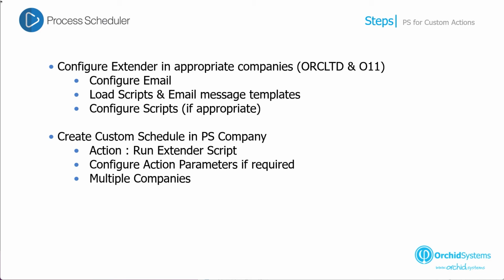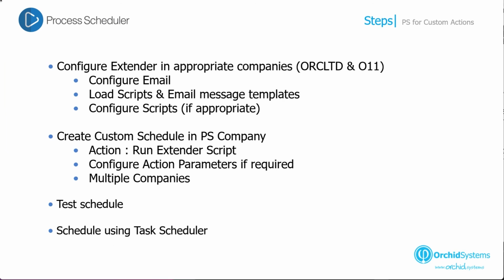The action is to run an Extender script. You select the company and the script that you want to run, and then you have as many rows for as many companies and scripts that you want to run. And we're going to go ahead and create such a schedule, test the schedule, and then schedule it using the Windows Task Scheduler.